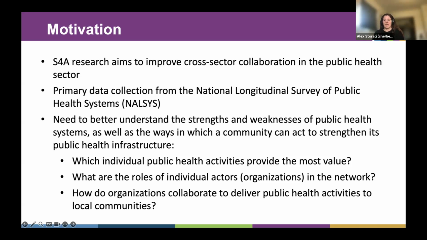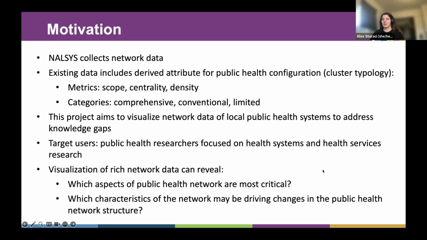So to better understand how to improve public health capacity, we have to dig deeper into which individual public health activities provide the most value, the roles of individual actors, or in this case, organizations in the network, and also how organizations collaborate to deliver public health activities to local communities.